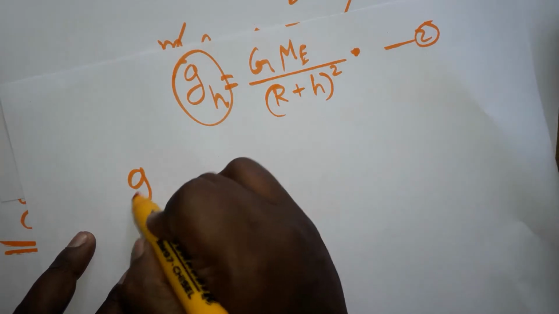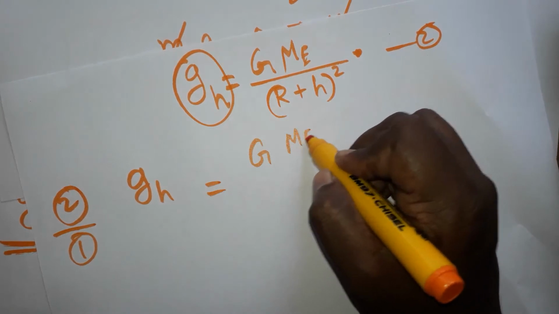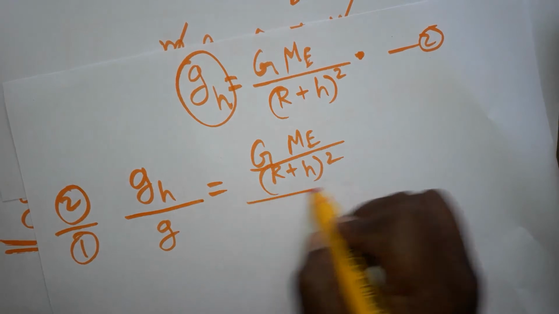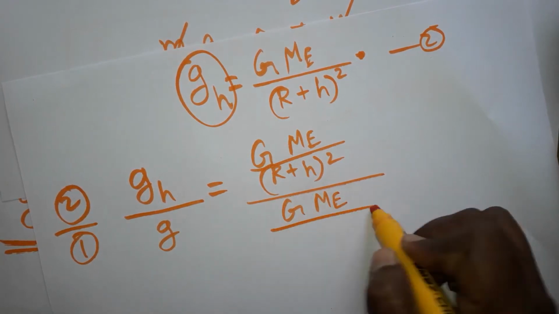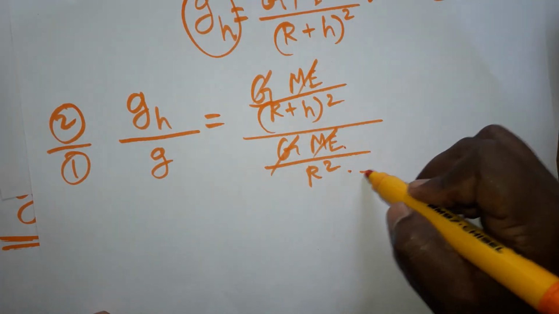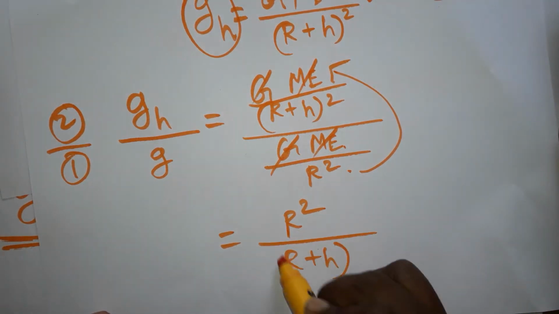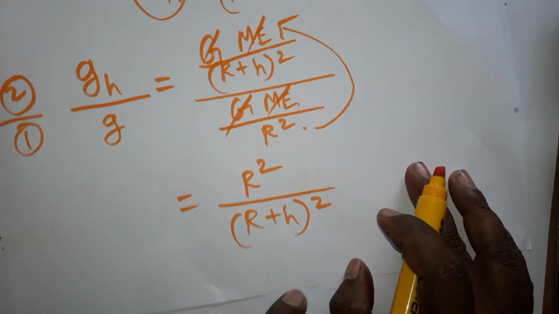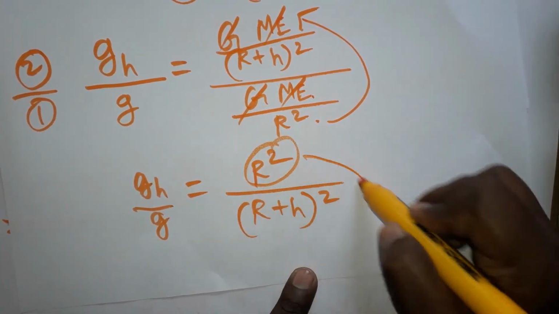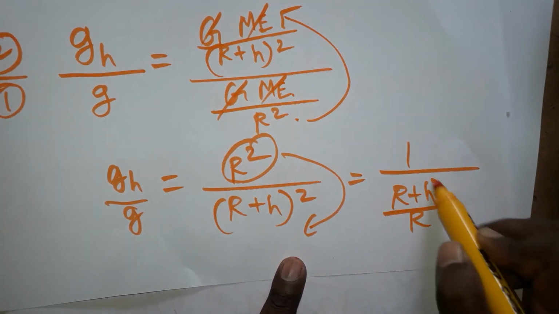So gh: equation 2 divided by equation 1. It is G times mass of the earth divided by (r plus h) square, height of the satellite, divided by G Me divided by r square. So capital G and capital M get cancelled. The denominator goes into the numerator, so r square divided by (r plus h) whole square. So gh divided by g, r square goes to the denominator, is 1 divided by (r plus h divided by r) whole square.